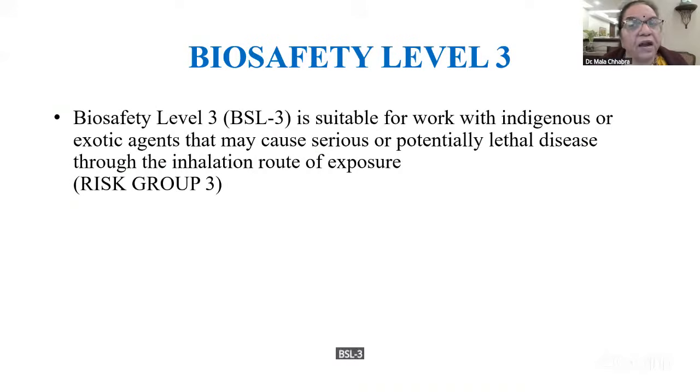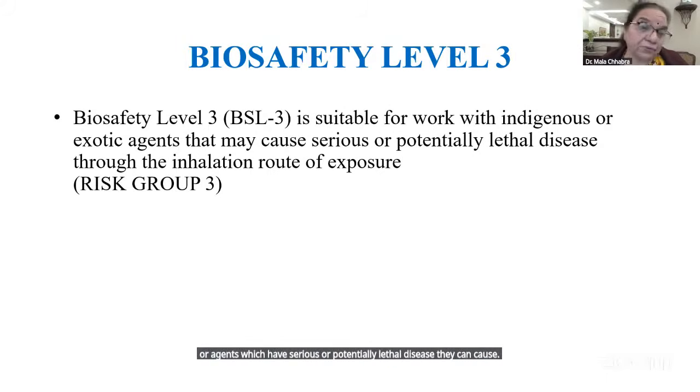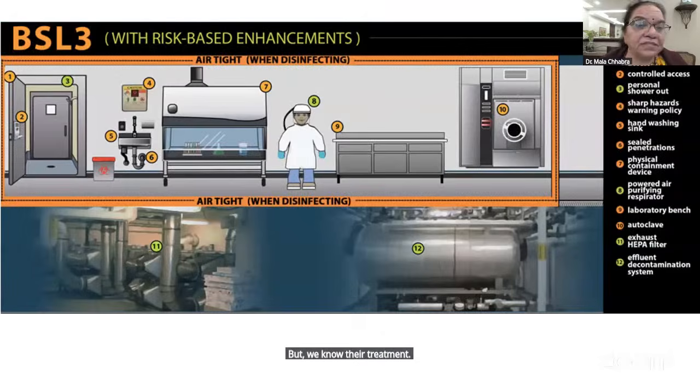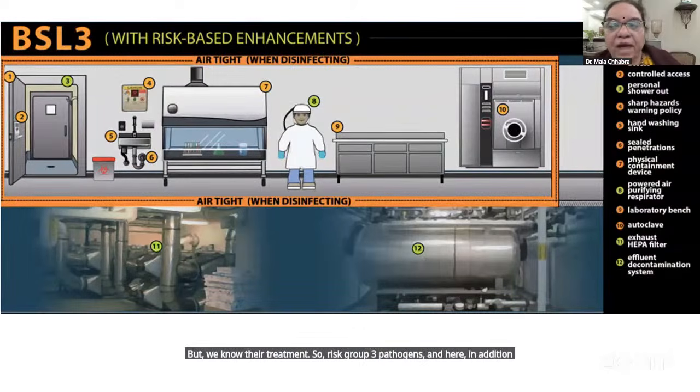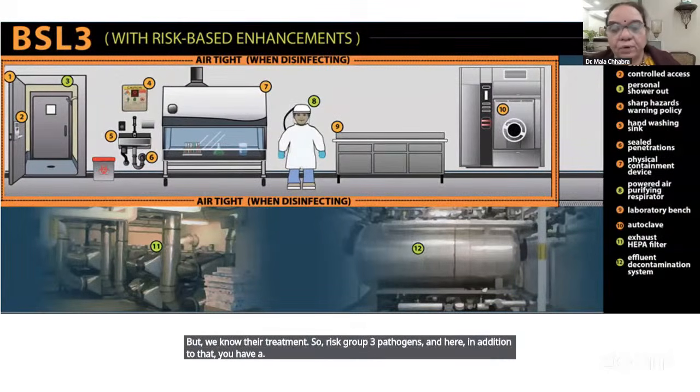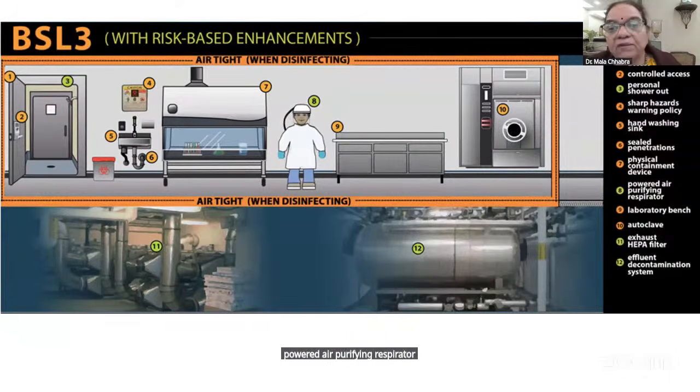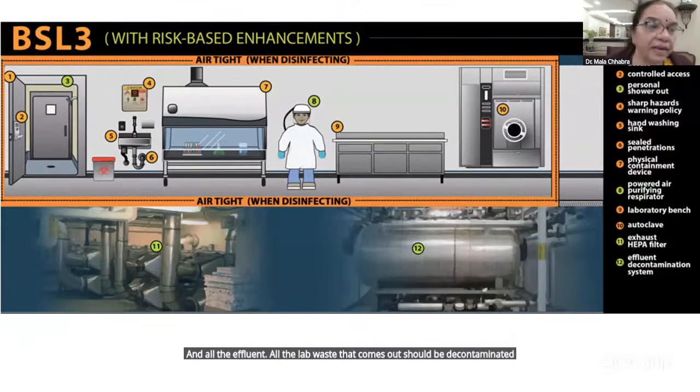BSL-3 laboratories are suitable for work with exotic agents or agents which can cause serious or potentially lethal disease, but we know their treatment. So, risk group 3 pathogens. Here, in addition to that, you have a powered air purifying respirator you may use if you are working for a long time. The laboratory is a sealed laboratory and it has exhaust with a HEPA filter, and all the effluent, all the lab waste that comes out should be decontaminated before it goes into the environment.